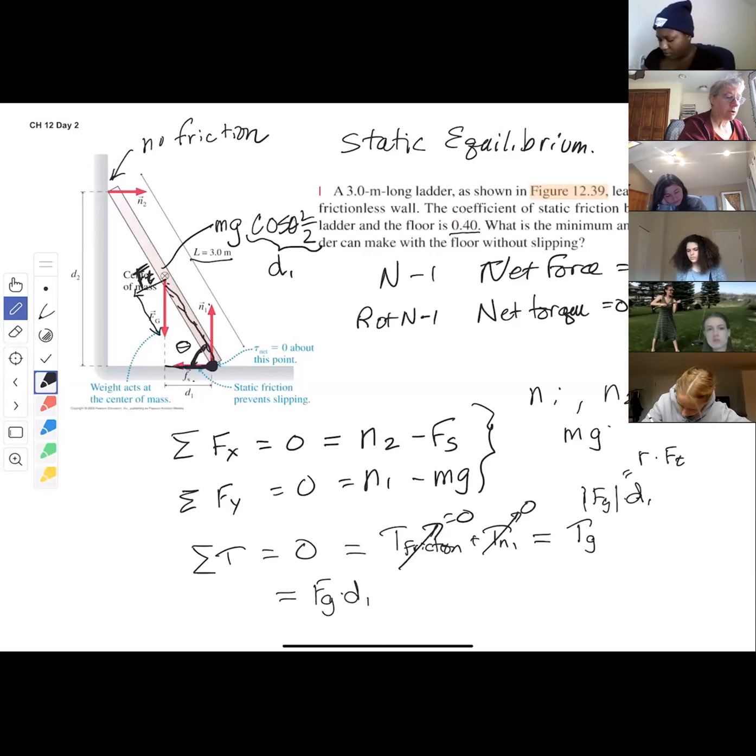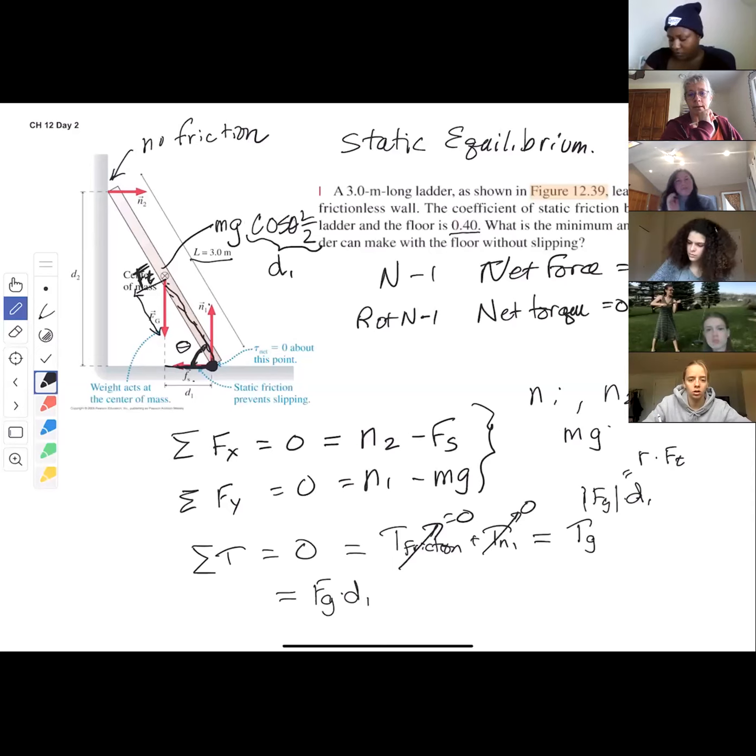So the torque due to gravity, is that positive or negative? Is that clockwise or counterclockwise? It's going to be counterclockwise, so it would be positive. So I leave it without putting a minus sign. Okay, Chloe, you're up next. Can you think of one more term for our torque equation? I'm thinking about the torque applied by N2.